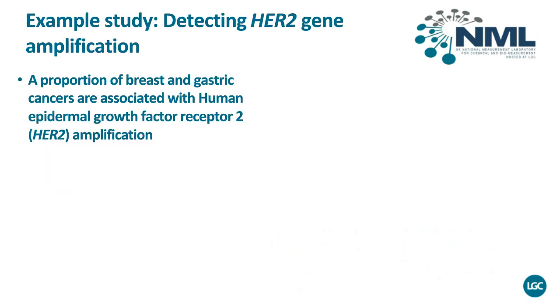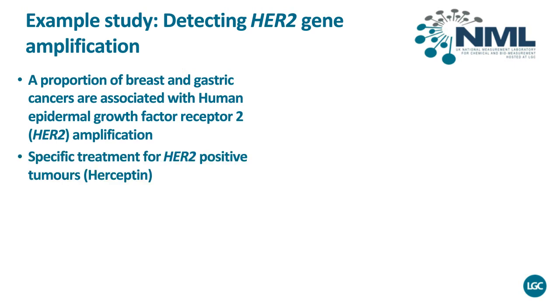So the example study in this webinar is detecting the HER2 gene amplification. A proportion of breast and gastric cancers are associated with the amplification of this gene. And the reason this is important is because there is a specific treatment for HER2 positive tumours. The patients are stratified, and if they have this HER2 amplification, they are given Herceptin. It's really important that patients who don't have HER2 positive tumours, so that HER2 is not amplified, are not given this treatment, because although it's very effective for a HER2 positive tumour, it does nothing for someone with a negative tumour, and in fact can have some quite nasty side effects.